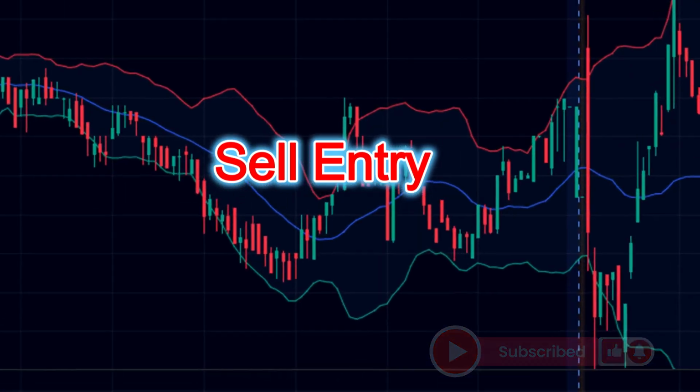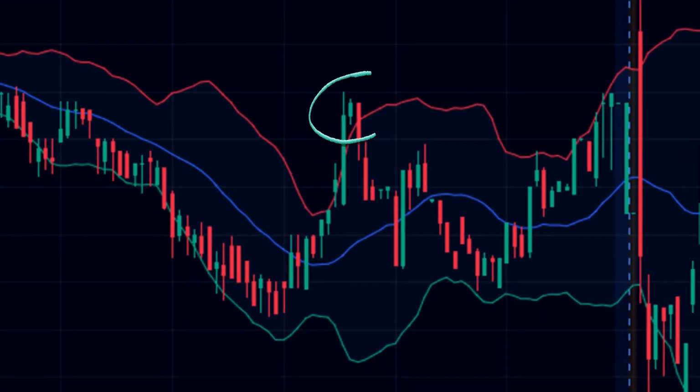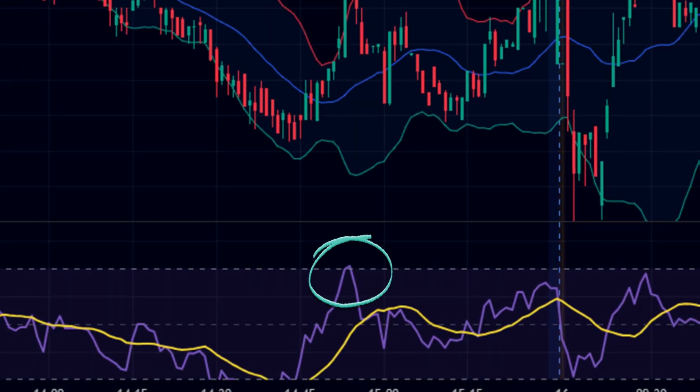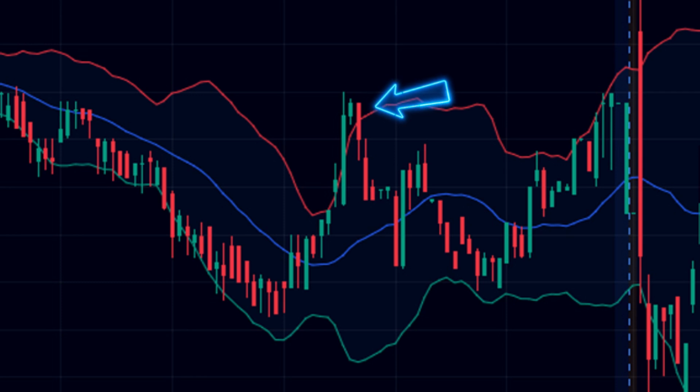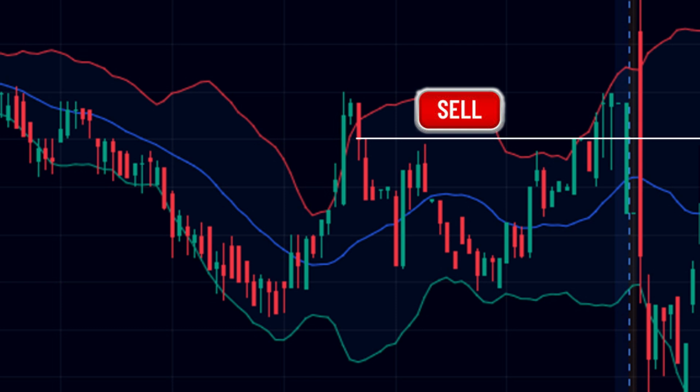Sell entry: price touches or breaks the upper Bollinger Band. RSI above 70, overbought zone. Watch for bearish candles, like shooting star or bearish engulfing. Enter short at the close.